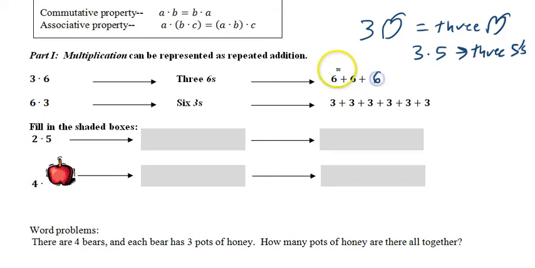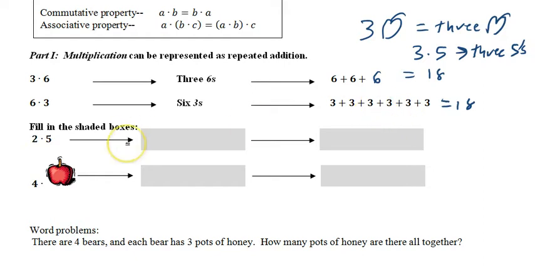So when you write it out, it's 6 plus 6 plus 6. And if you had 6 threes, it's 3 plus 3 plus 3 plus 3 plus 3 plus 3. Either way, you're getting 18. It doesn't matter. But as you read them, that's how you want to write them. You always want to make sure you keep it in the correct order.